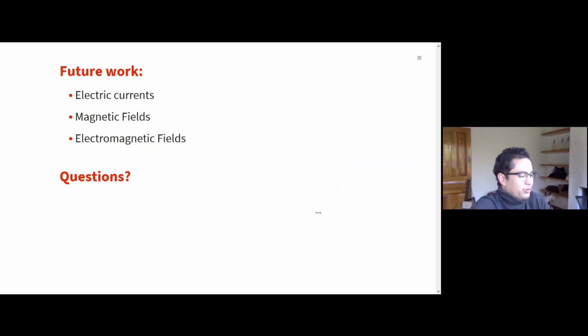Then what about our future work in electromagnetism? As I told you, this is the first of a series on how to model electromagnetics. We are already working on the workflow for electric currents, which follows the same principle as the electrostatic equation. It has the same form, but it applies to conductors. And also magnetic fields and electromagnetic fields.